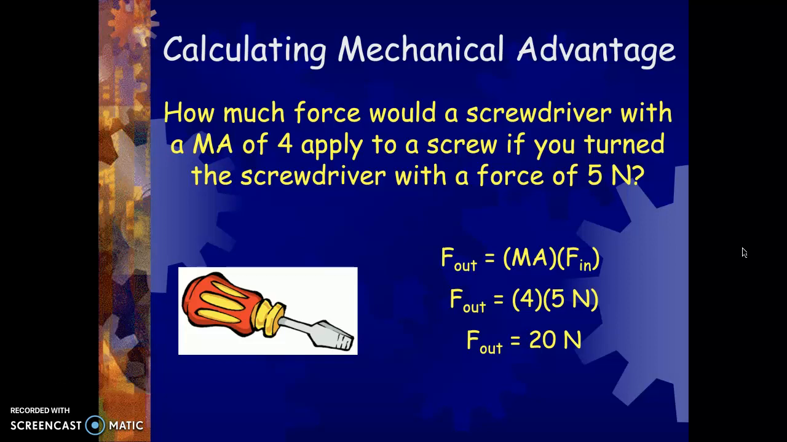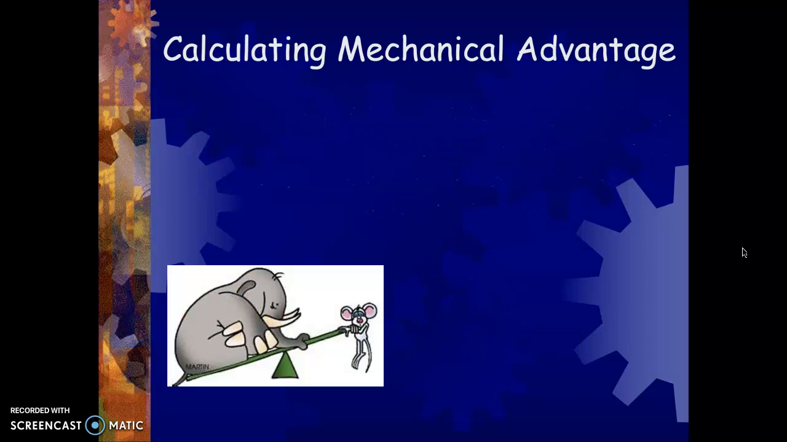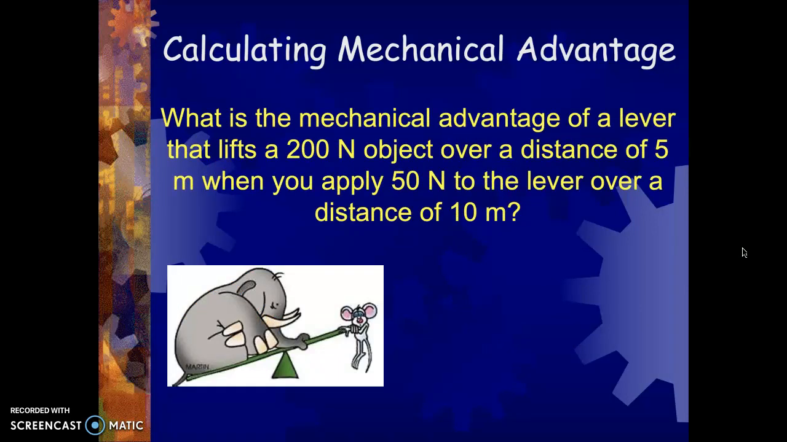So those are examples of how we can find mechanical advantage, force in, and force out. Now in this case, we're going to look at it from a different angle. Instead of forces, we're going to talk about work, which is force times distance. In this case, our lever lifts a 200 Newton object 5 meters. You have to apply 50 newtons of force over 10 meters. So we are going to find the advantage of using that lever.